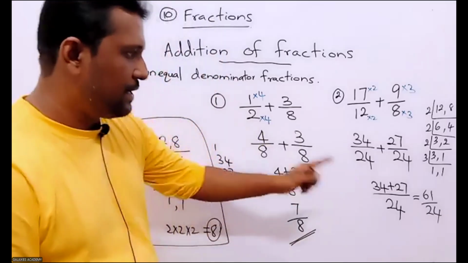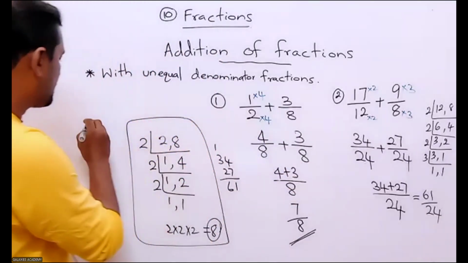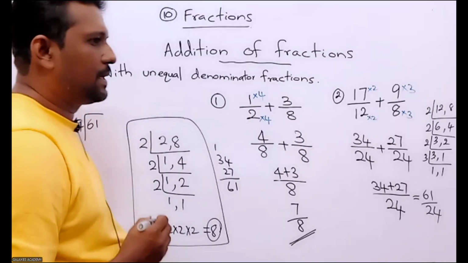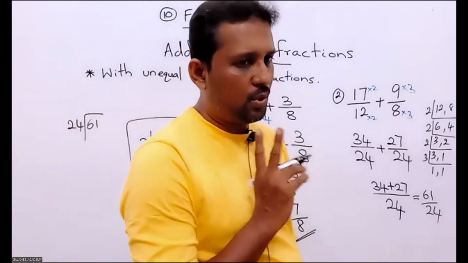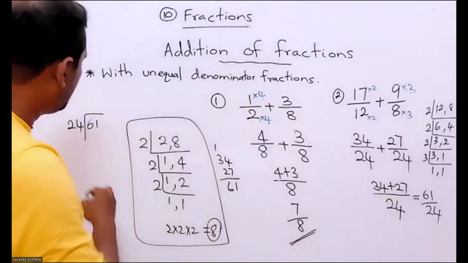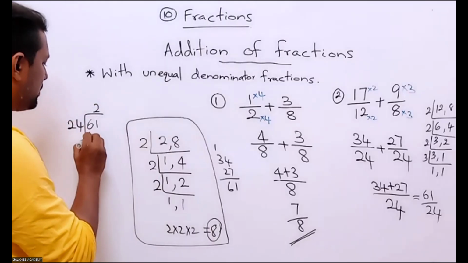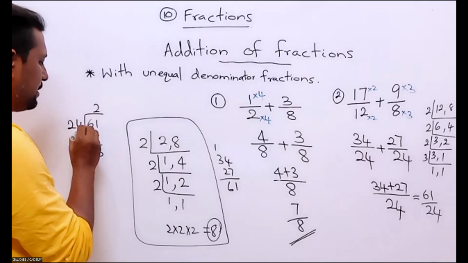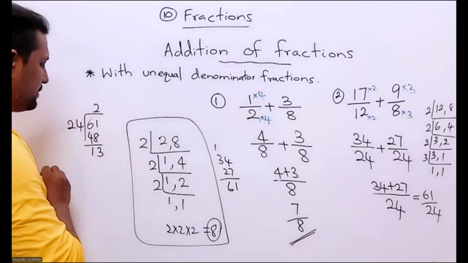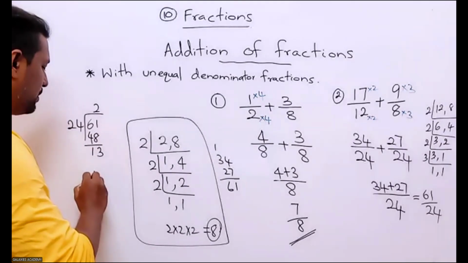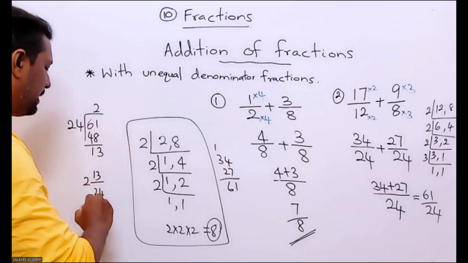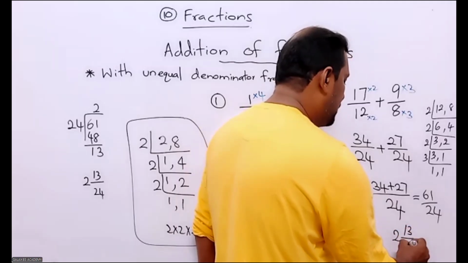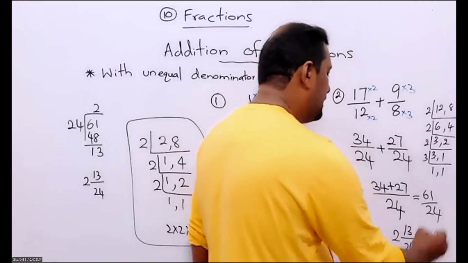Right? 61 we have to divide by 24. How many 24s in 61? You can guess. How many? 2. Right? 2 times 24 is 48. Remaining: 61 minus 48 is 13. What is the answer? 2 and 13 over 24. So I can write the answer as 2 and 13 over 24. It is the answer.